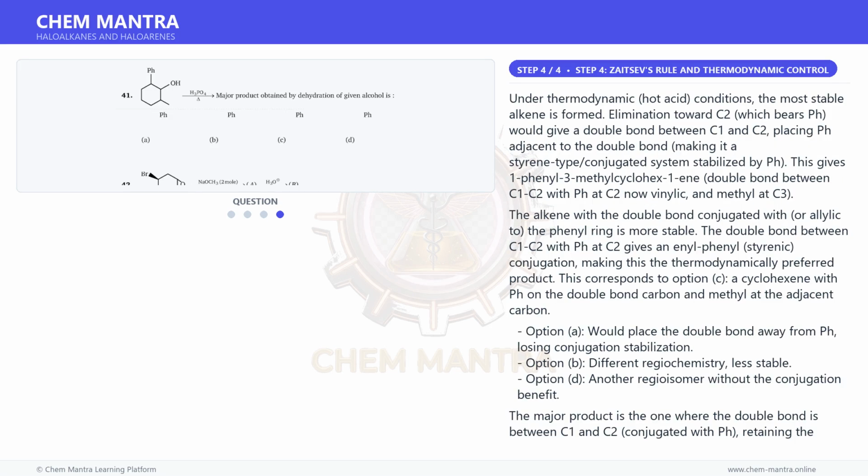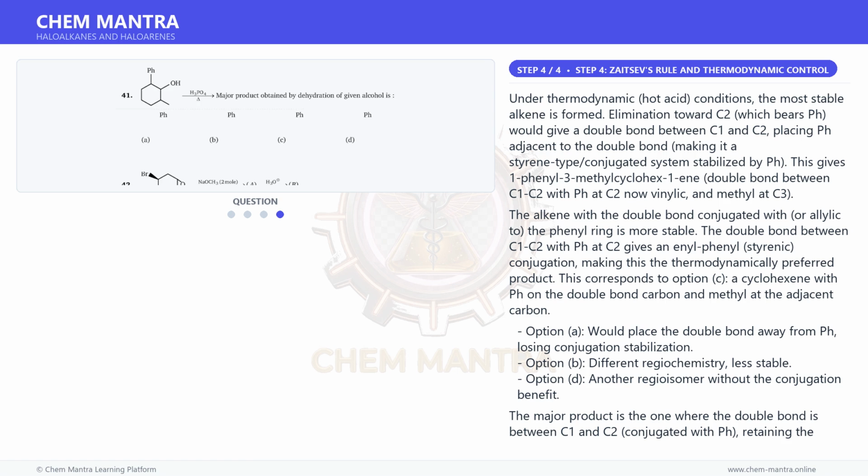And for the final step. Under thermodynamic, hot acid conditions, the most stable alkene is formed. Elimination toward C2, which bears phenyl, would give a double bond between C1 and C2, placing phenyl adjacent to the double bond, making it a styrene-type conjugated system stabilized by phenyl. This gives 1-phenyl-3-methylcyclohex-1-ene, double bond between C1 and C2 with phenyl at C2 now vinylic, and methyl at C3.